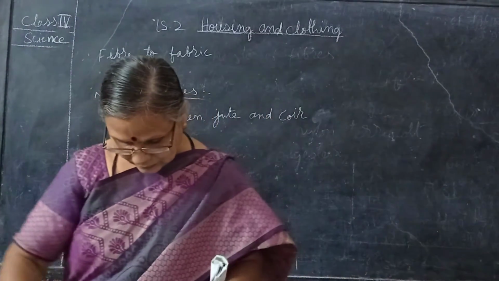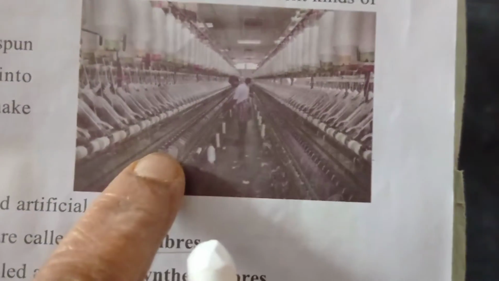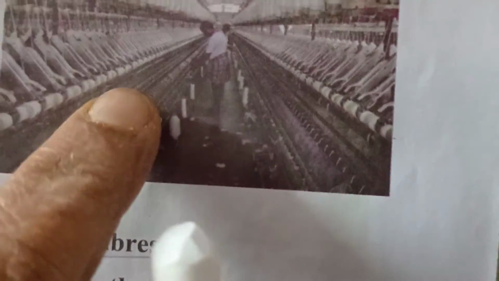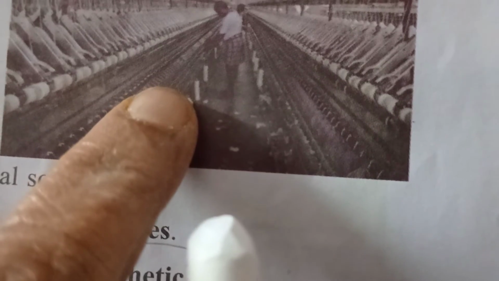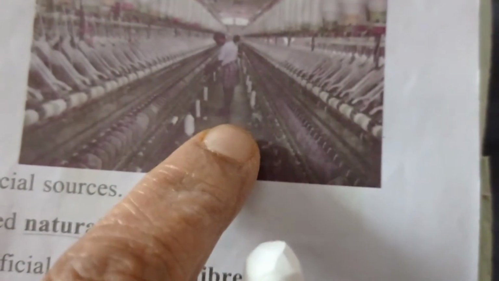Here you can see this is the factory, a textile industry. Can you see many reels are there, where the cotton threads are being rolled. Clothes are made from different kinds of fabrics, and the fabric is made of different kinds of fibers. Fibers are long, thin strands which are spun into threads. The threads are woven into fabric. Then the fabric is stitched to make different kinds of clothes.